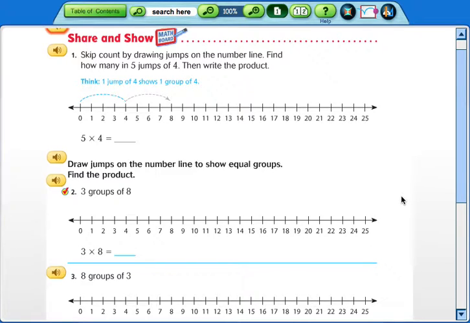Mrs. Beals, and we're going to do some more multiplying today. But instead of just using equal groups like our circles and our dots and our stars or whatever, we're going to use a number line.